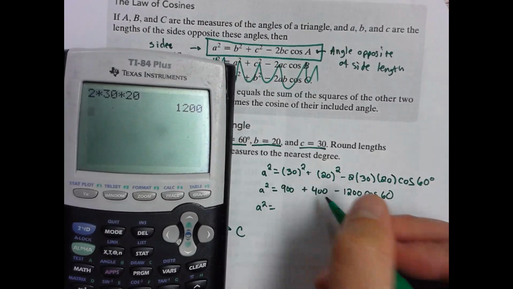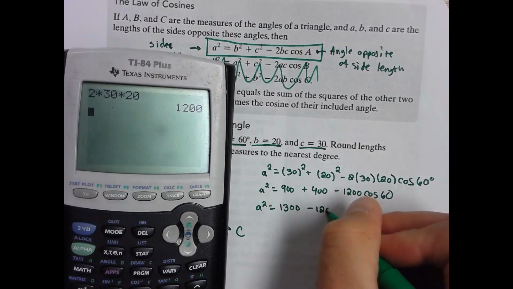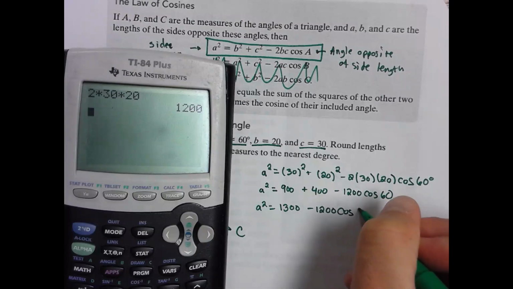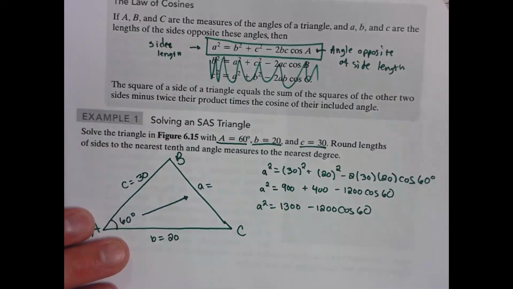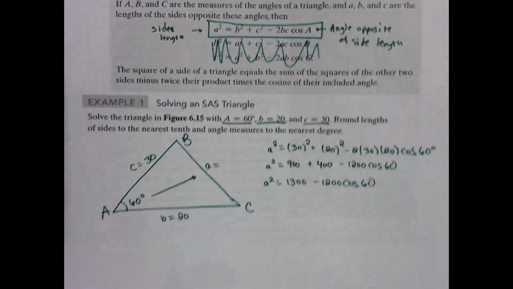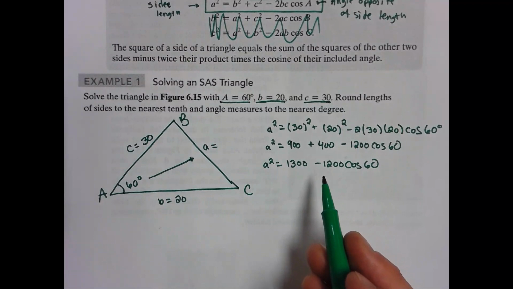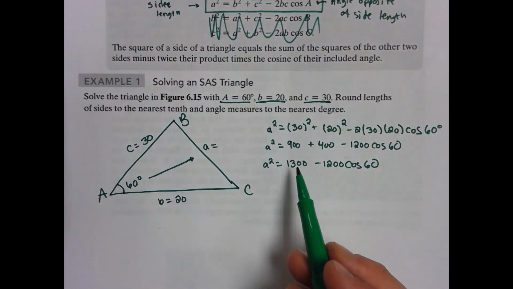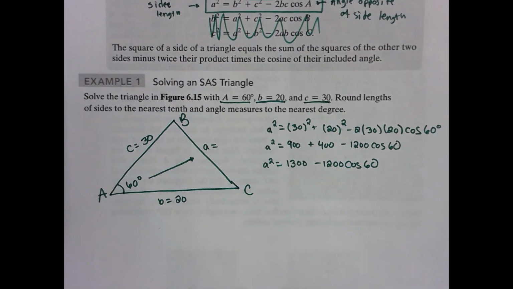Then I'm going to add 900 and 400 to get 1,300. And at this point, a lot of you are going to be tempted to go 1,300 minus 1,200, right? That feels easy. It's right in front of us. The 1,300 minus 1,200, and we want to call that 100.